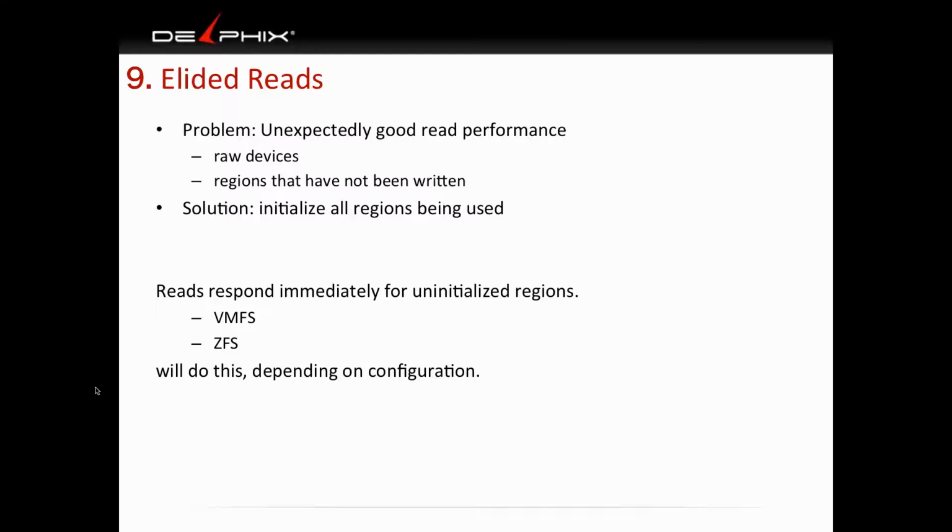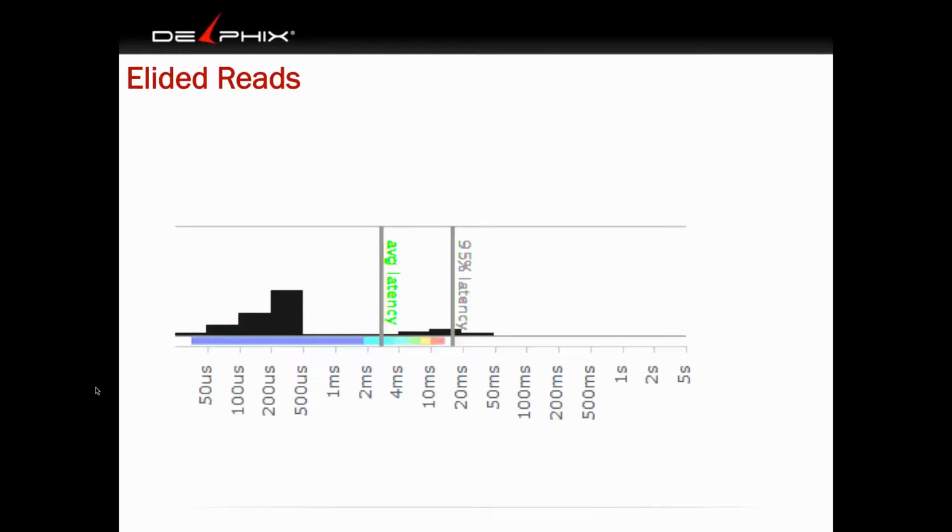So the workaround of this situation is, again, pre-initialize the storage. Same thing with the write penalty, pre-initialize. We'll get rid of the write penalty. Pre-initialize, and we won't have elided reads. What did this look like in my histogram? When I ran what should have been all physical spindle reads, I got most of my reads done in around 500 microseconds.